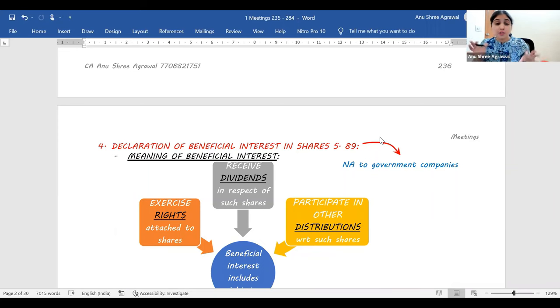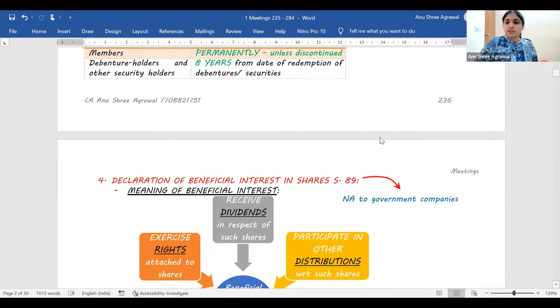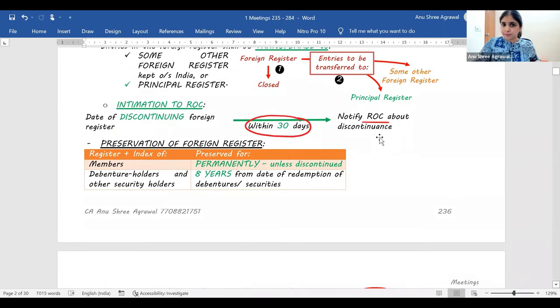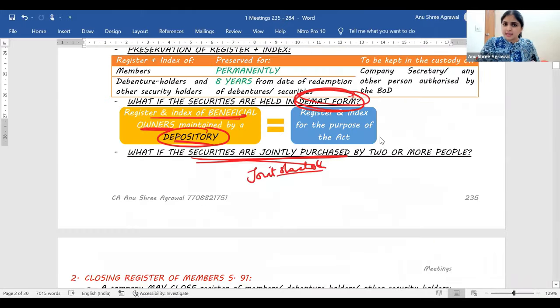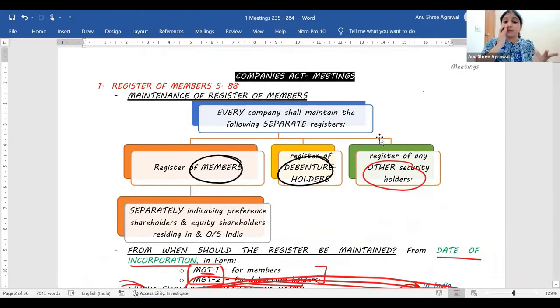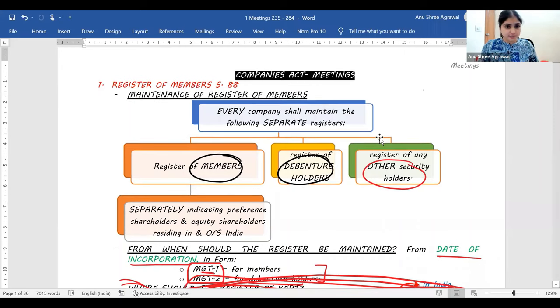Same way, how long will you preserve foreign register of debenture holders? For 8 years, 8 years from the date of redemption. So the same time limit even over here. Three concepts we have covered: register of members, closing the register of members, and now foreign registers.